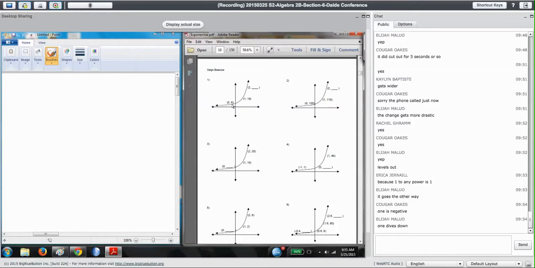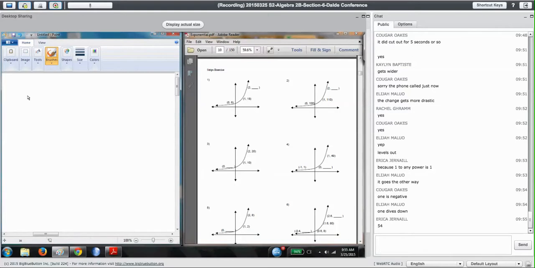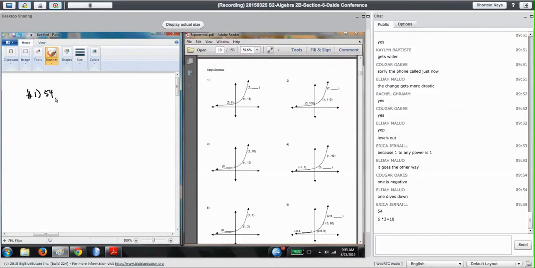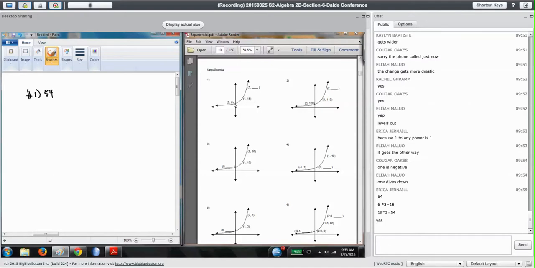If this number is 6 and this number is 18, what's the next number that should go there? 54. Awesome. Erica, how did you figure that out? You saw that the jumps were 3, right? To get from 6 to 18, I had to multiply by 3. To get to the next number, I should multiply by 3 again. So it's multiplying by 3.